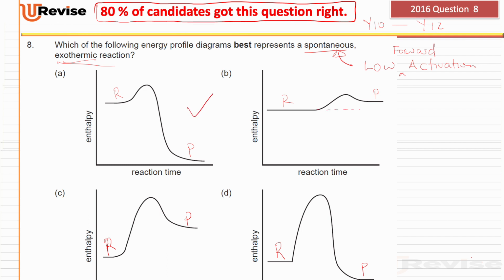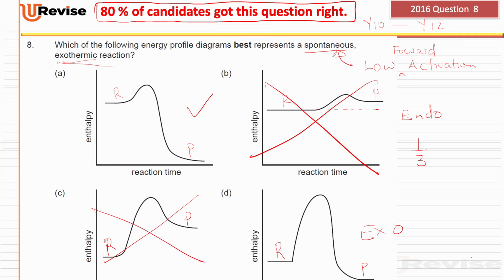If we look at this here, this is actually endothermic, and this one here is exo. So this one is out. We are looking for an exothermic, not endothermic. Once we eliminate this, we've got a 1 in 3 chance of getting the right answer. Let's eliminate this one as well, because it's endothermic. Products have got more energy than reactants. We've eliminated 2. Now we've got a 50-50 chance.